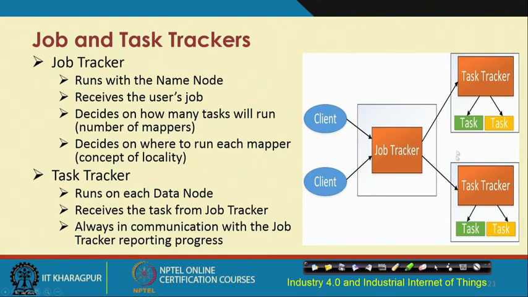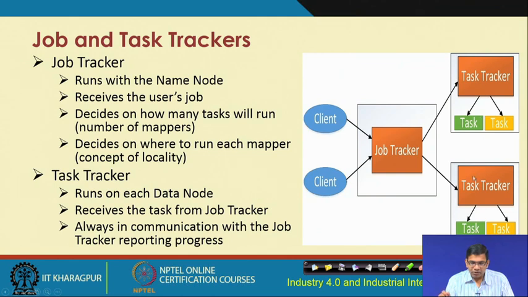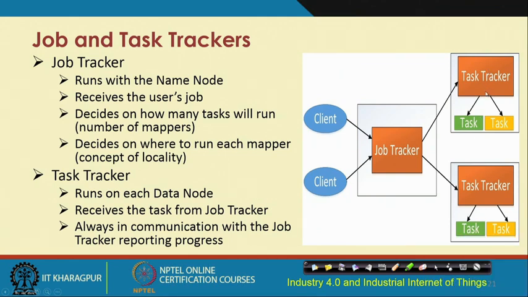So, this is one data node, this is another data node. Task trackers are running on them, receiving the tasks from the job tracker. The tasks that are going to be executed in these data nodes are received from the job tracker, and the task tracker is always in communication with the job tracker. They are also always going to report the progress to the job tracker.